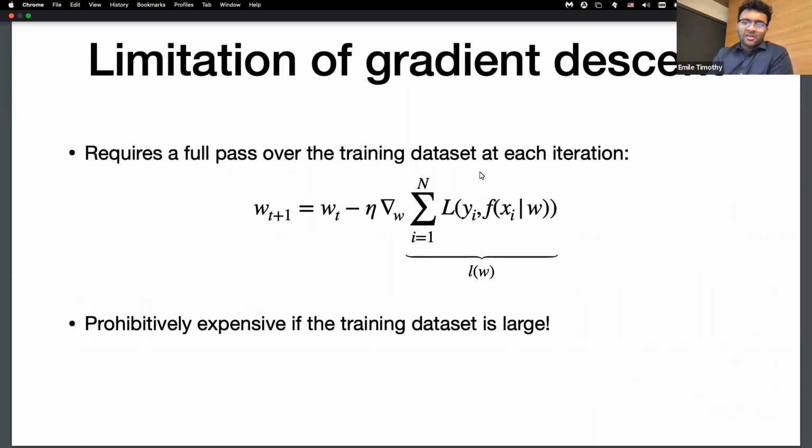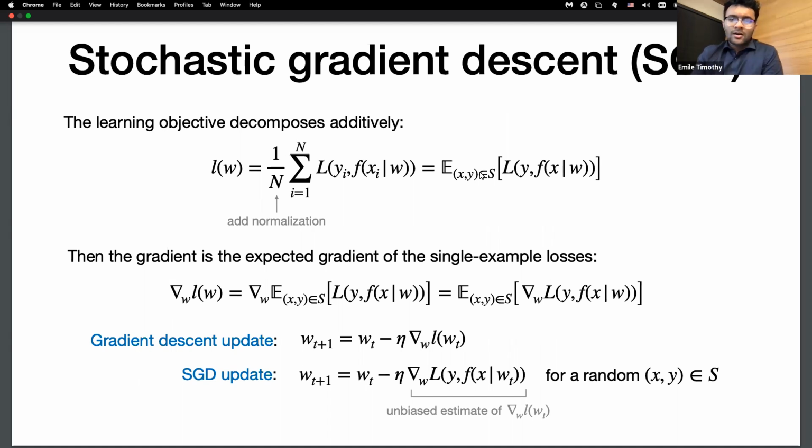But a limitation of gradient descent is that it requires a full pass of the training data set at each iteration. And that is sometimes quite expensive, especially if the training data set is large. And then stochastic gradient descent, which is when your weights are set randomly, decomposes additively. So given this formula, L of W is just the expected error. Here N is the number of points in your data set, and 1 over N times the summation just normalizes your training error. And here your gradient is just the expected gradient over single example losses. And you can then use this as an unbiased estimator for your stochastic gradient descent update.